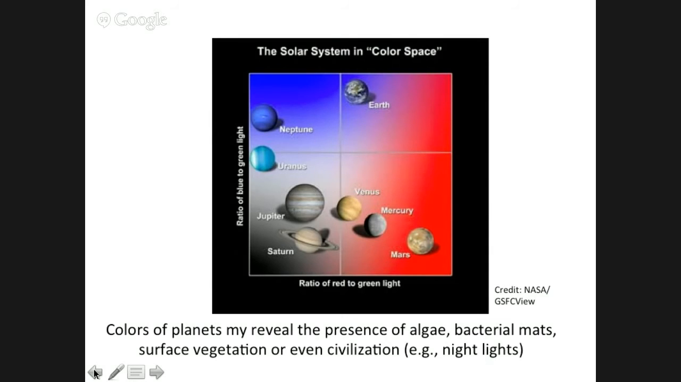And all the planets, you can see the gas giants are all over on this side and the terrestrial planets on this side, but Earth is standing out here all by itself, just based on its color. Now, this tells us that it's a very blue and very red looking planet. The blueness, of course, is from the ocean water. Where does the red color come from? Anybody know?